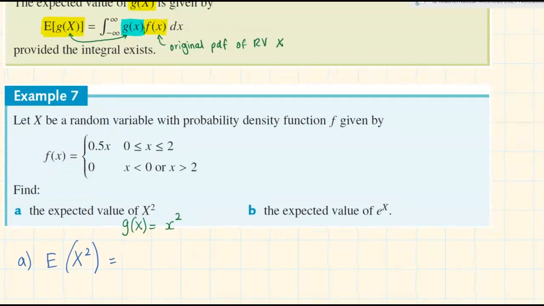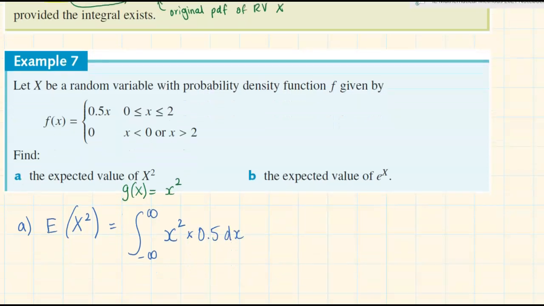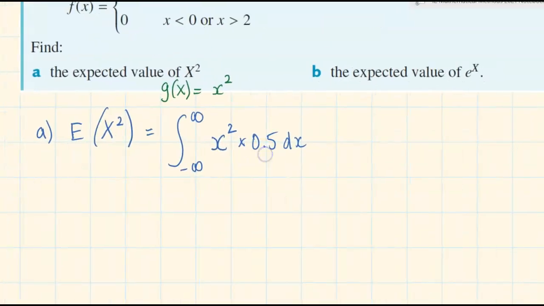So if we now plug into that formula, we get the integral from negative infinity to positive infinity of g of x, which is just x squared, times f of x. What's f of x? 0.5x, all with respect to x. And again, we can restrict our domain, and I might even factorize out that 0.5 while I'm at it.